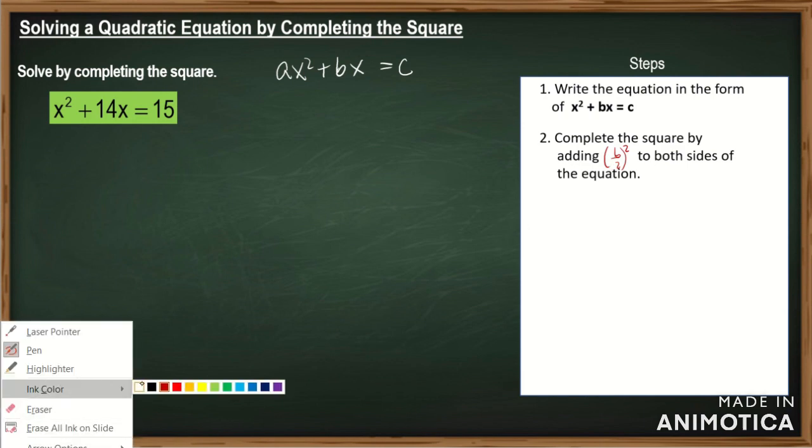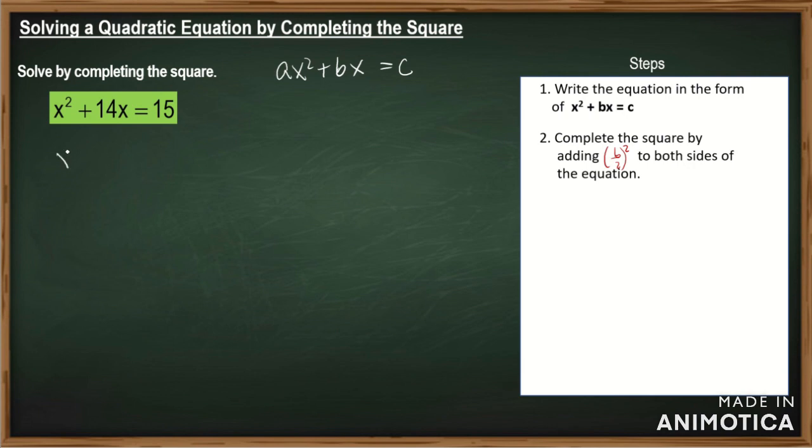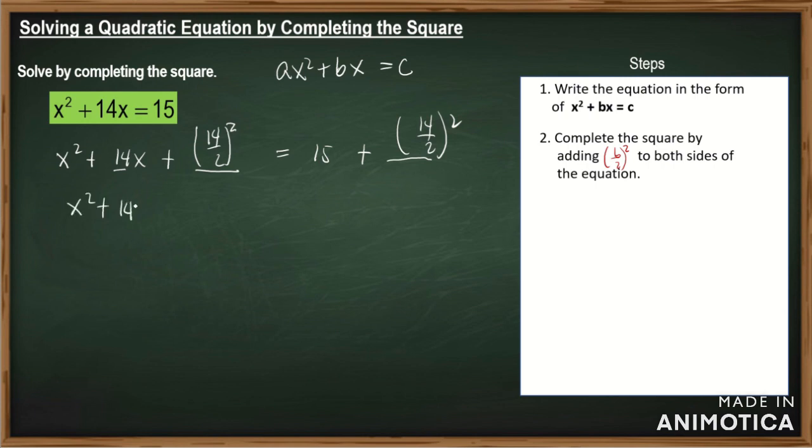Let's do it. Okay, so let's copy first here x squared plus 14x. Then we leave a blank here for the third term, equals 15. So what is added to the left side should also be added to the right side. Okay, so our b is 14, so we're going to get the square of half of b. Then we're going to do the same on the right side. And then we're going to complete the trinomial. 14 divided by 2 is equal to 7, and 7 squared is equal to 49.